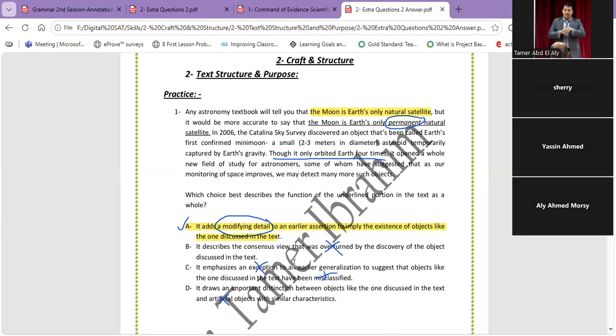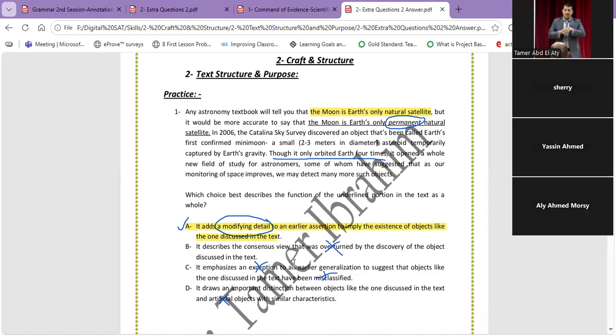Why is B wrong? It describes the consensus view that was overturned by the discovery of the object discussed in the text. Does he make anything like that in the underlined part? No. Okay, C: it emphasizes an exception to an earlier generalization to suggest that objects like the one discussed in the text have been misclassified. He doesn't make any misclassification in the underlined part. And another thing, he doesn't give an exception.